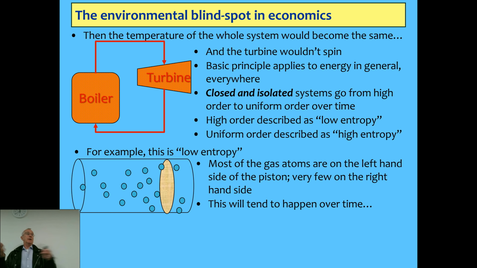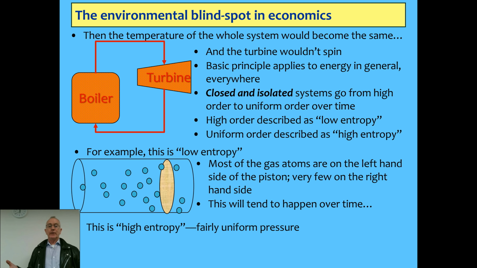And once it's in that even distribution, there's many, many ways that you can organise the atoms by moving different atoms around to get exactly the same outcome. This is a high probability that the atoms will be distributed this way. This is called high entropy. See, low entropy is organised. High entropy is disorganised. You can exploit energy when it's in the low entropy state. Once it gets to the high entropy, you can't exploit it anymore.